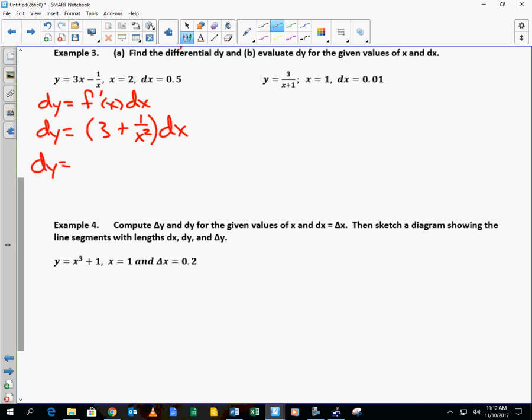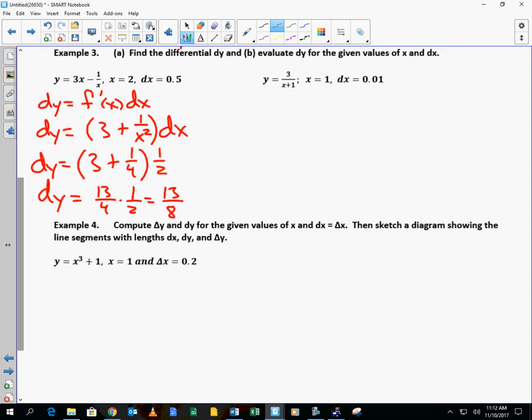What is x? 2. So 3 plus 1 over 4 times what is dx, or 1 half. So dy is equal to, that would be 12 fourths, so 13 fourths times 1 half is 13 eighths. So that means if I go over half of a unit, I go up 13 eighths, approximately. This function will go up approximately 13 eighths of a unit.